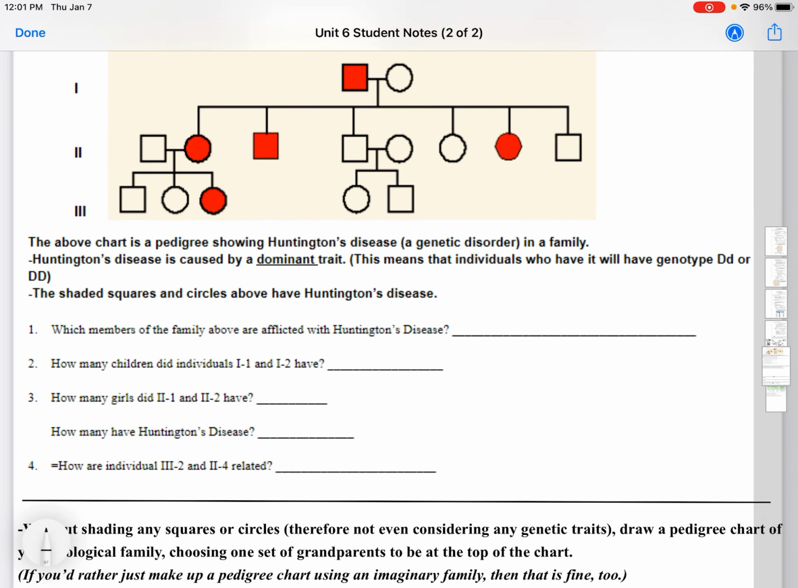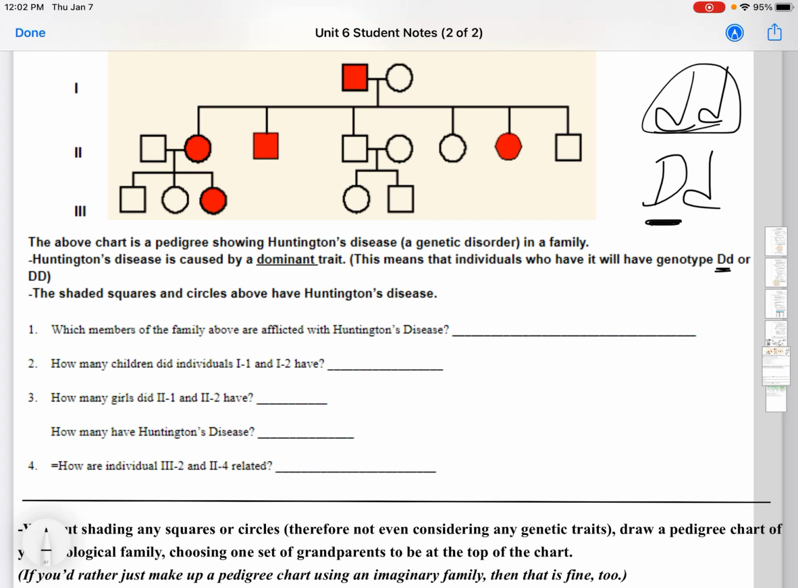The above chart is a pedigree showing Huntington's disease, a genetic disorder in a family, okay? We can see 3 generations of this family. Huntington's disease is caused by a dominant trait. Now, that's important because we know most genetic disorders are carried on the recessive allele, but in this case, it's the dominant one. This means the individuals who have it will have the genotype heterozygous Dd, or homozygous dominant, right? Because it's on the dominant allele. So it's on the big D, right? So if they have that one, they have it. If this is their genotype, negative, okay?